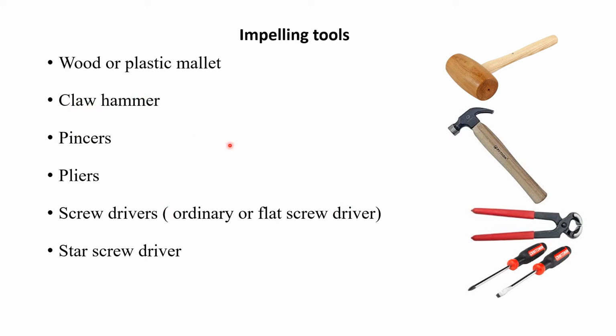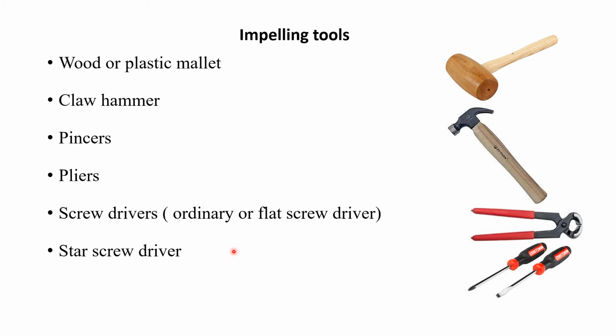We have the claw hammer. It is this one. As you see, it has a wooden handle, and the head is made of steel. This hammer is used to fix nails and take out nails. We have pincers and pliers. Here you have a plier. The plier is used to cut nails and take out nails.